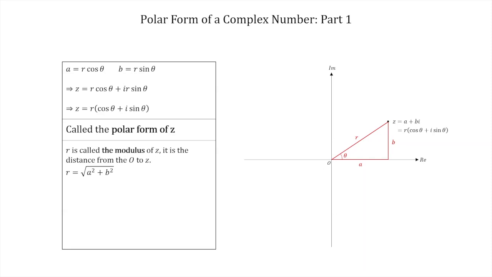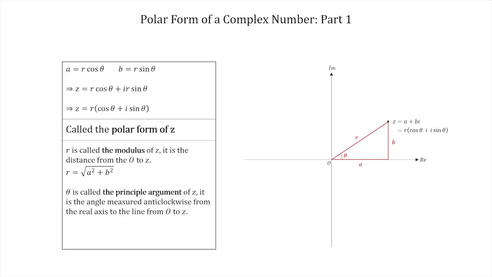Okay, so what about theta? What can we say about that? Well, theta is called the principal argument of z, and it is the angle measured anti-clockwise from the real axis to the line from the origin to z. So this line that has length r, if I measure from the positive side of the real axis to that line, that is theta. Now you might say, why is it called the principal argument of z?